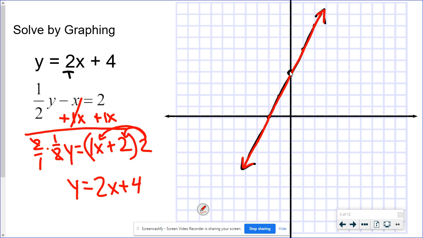I'll do my best to draw as close as I can to my original line. Every single point that's on the first line is also on the second line. This is where we have infinitely many solutions, but you can't just give me an infinity symbol, even though it's super cool. What we need to do here is say what the solutions are, and the solutions would be all points on the line.